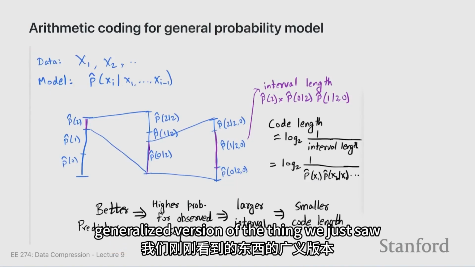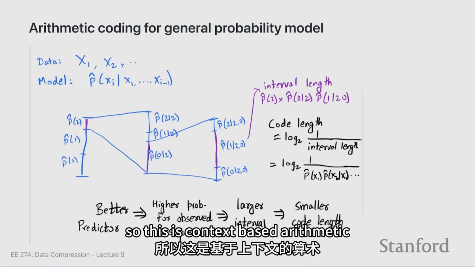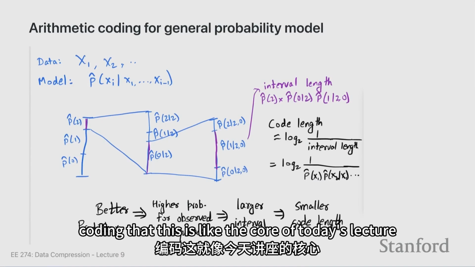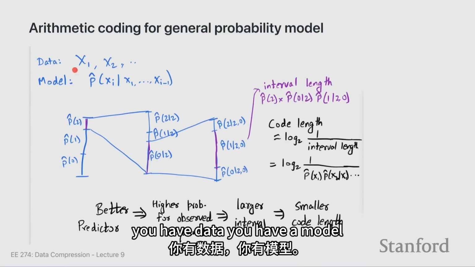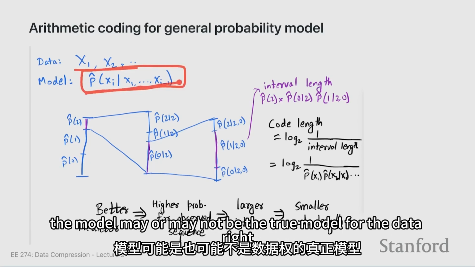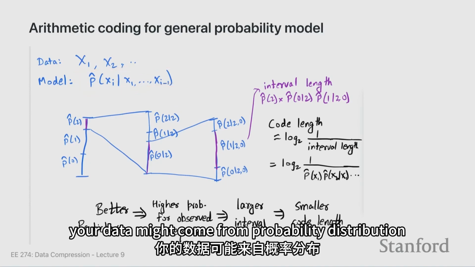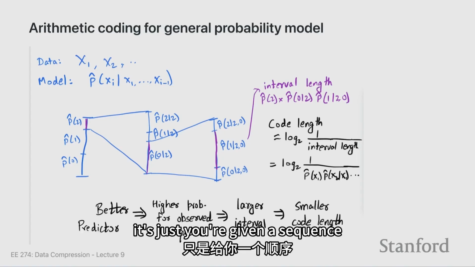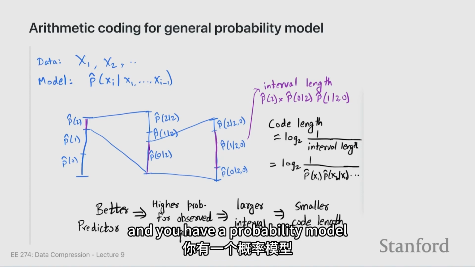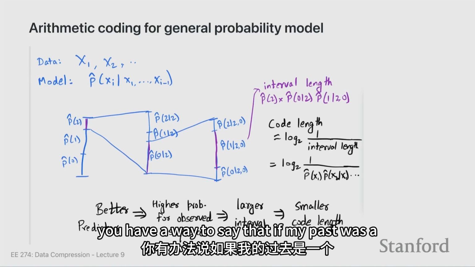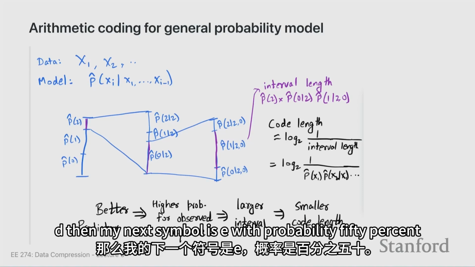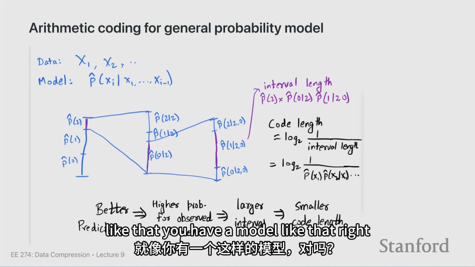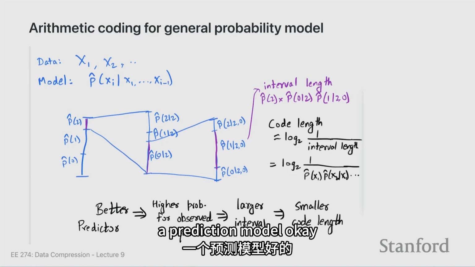Okay, so this is the generalized version of the thing we just saw. This is context-based arithmetic coding. This is the core of today's lecture. You have data, you have a model. The model may or may not be the true model for the data. Your data might come from a probability distribution, or maybe it does not; you are just given a sequence and you have a probability model. You have a way to say that if my past was ABCD, then my next symbol is E with probability 50%. A prediction model.